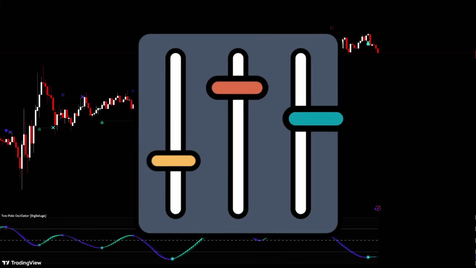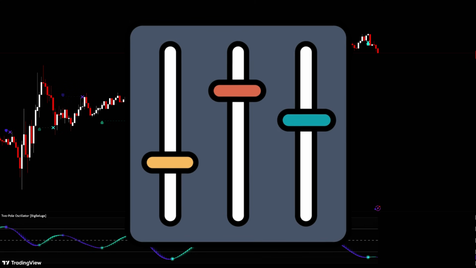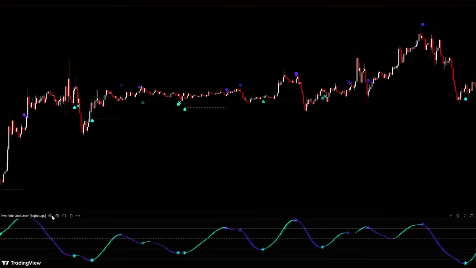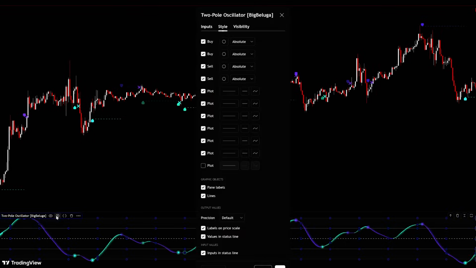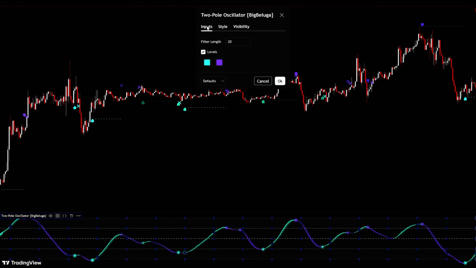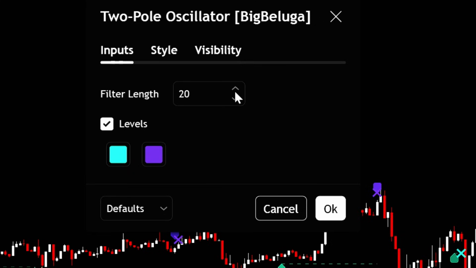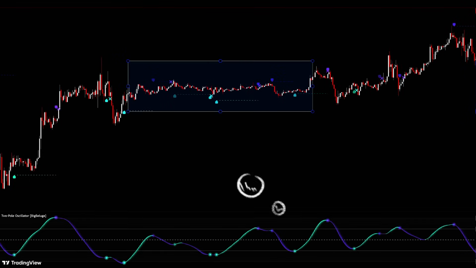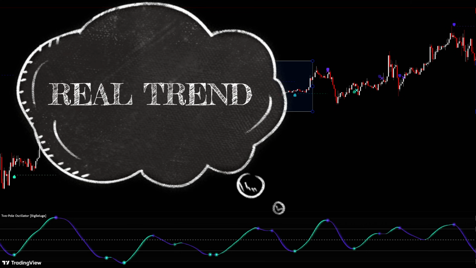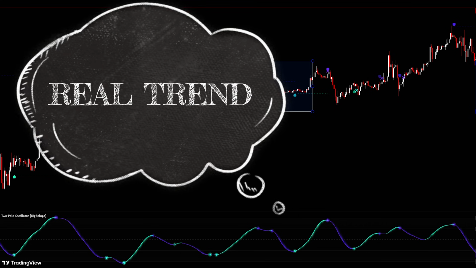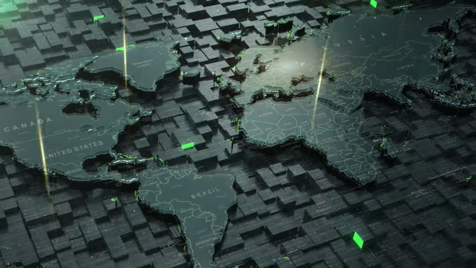So, let's make a few adjustments to the indicator settings. Make it more usable by going into settings and changing the filter length to 21. This reduces some noise and makes real signals easier to spot, but this is just step 1. We're not done yet. Next, we need a way to see the real trend and ignore fake signals in sideways markets. That's where Trend Indicator A-V2 comes in.